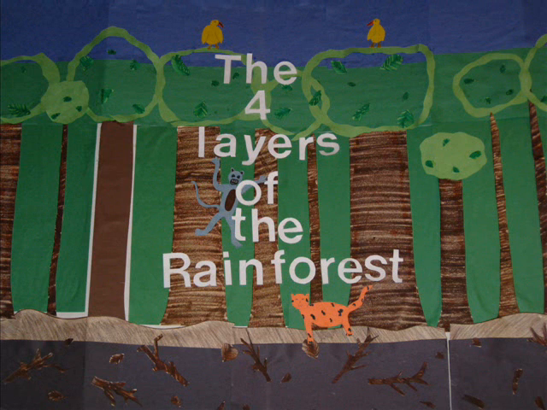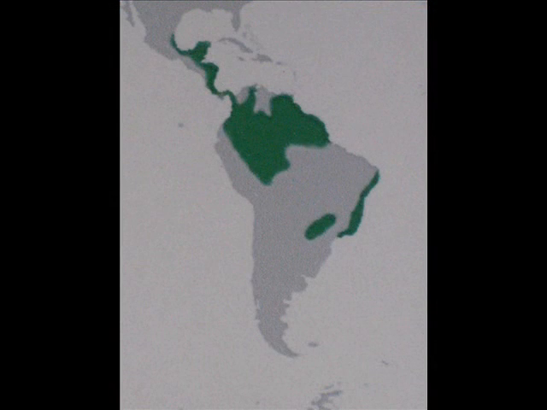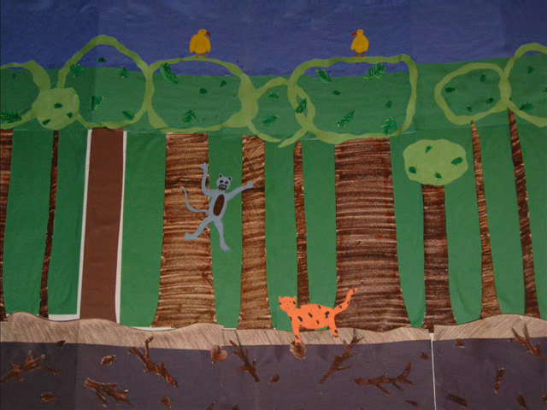Today we are going to be learning about the 4 layers of the rainforest. Here is a map of the world showing where all the rainforests are located. We are going to be focusing on South America and the rainforests located there. Here is a picture of our rainforest that we are going to be studying.